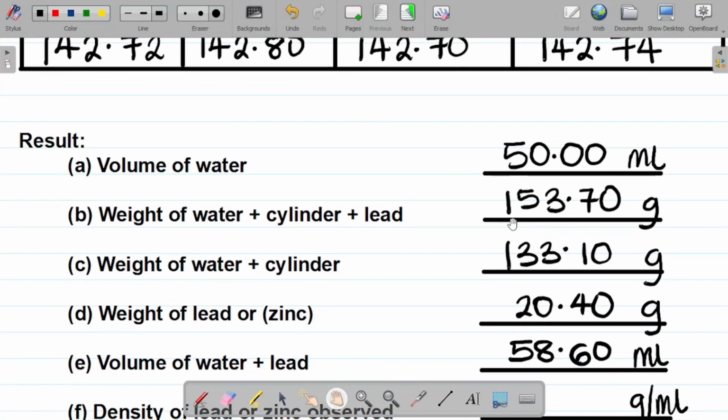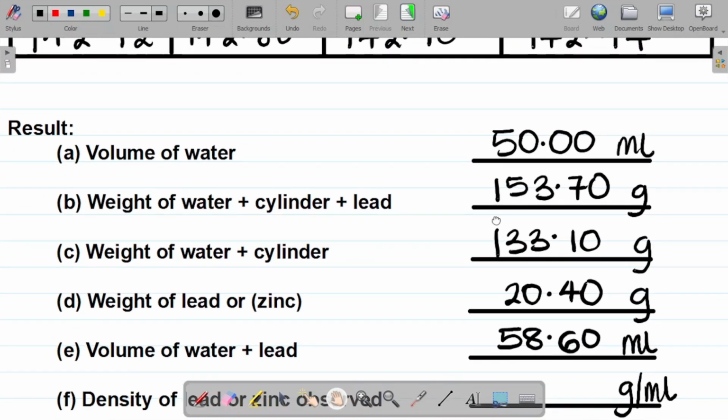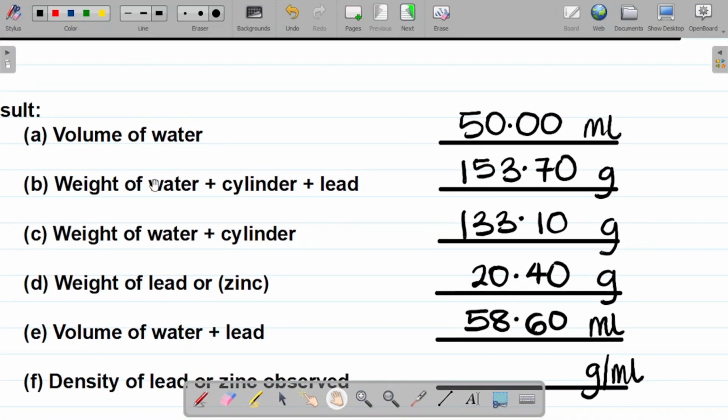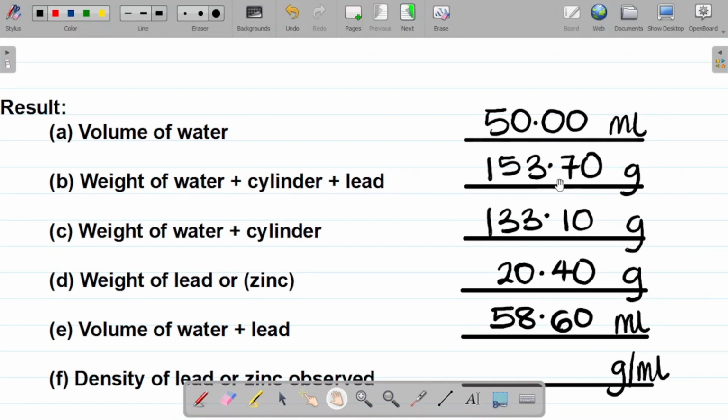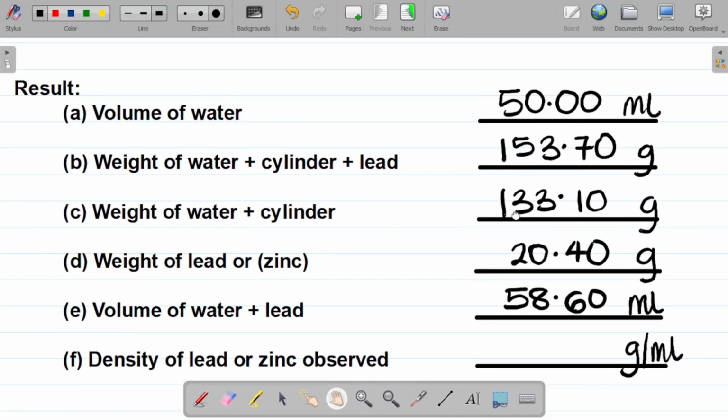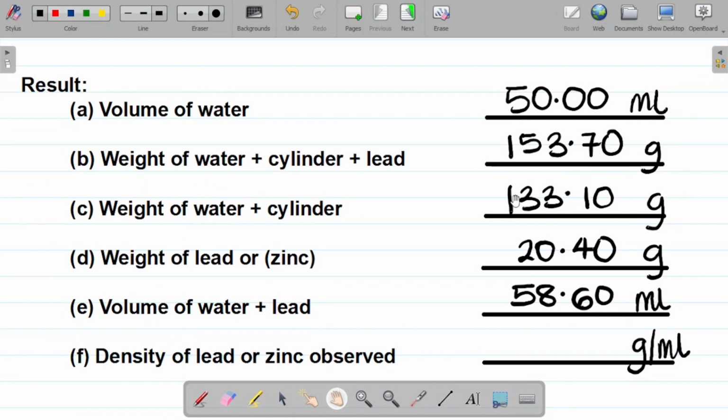So come to results. Results said the volume of water is about 50.00 milliliter. Please, as I said, if you do not have the same values, work with your values. You don't have to change your own values. Just use this as a guidance to do yours.